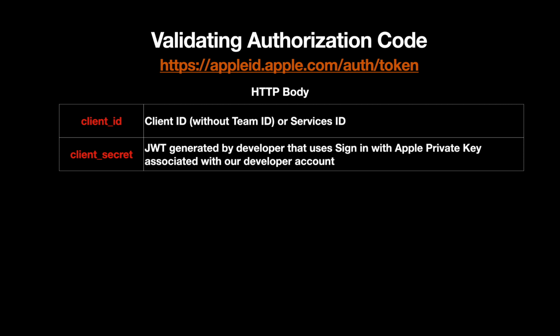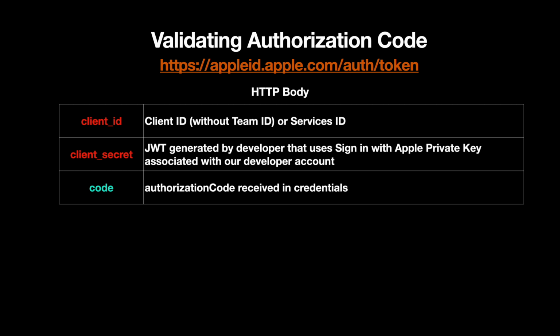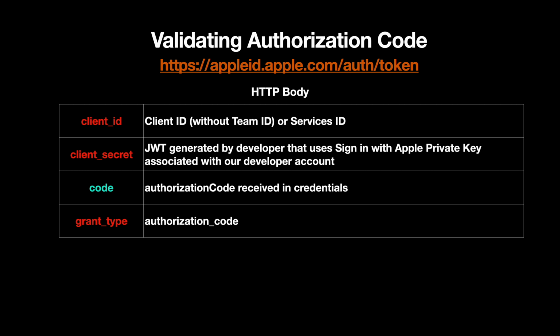Second is the client secret. It's a JWT token generated at our backend that uses the sign in with Apple's private key associated with our developer account. We already have made this client secret in the beginning of the video. Then the code, it's the authorization code received in credentials. So whatever the authorization code which we receive, we have to send in the form of string, grant type, authorization underscore code, exactly the same.